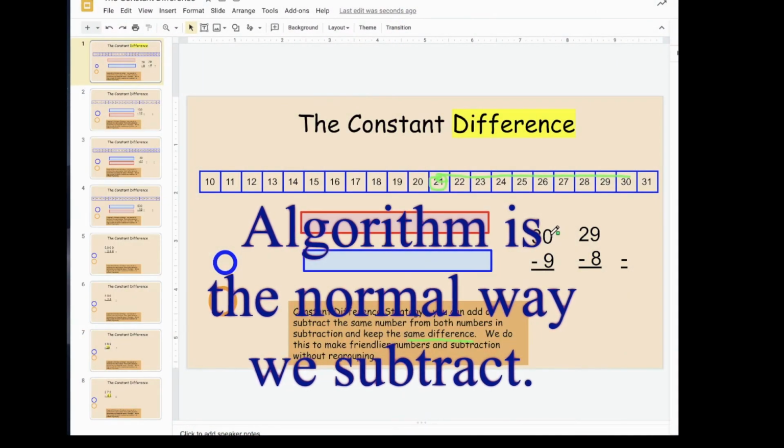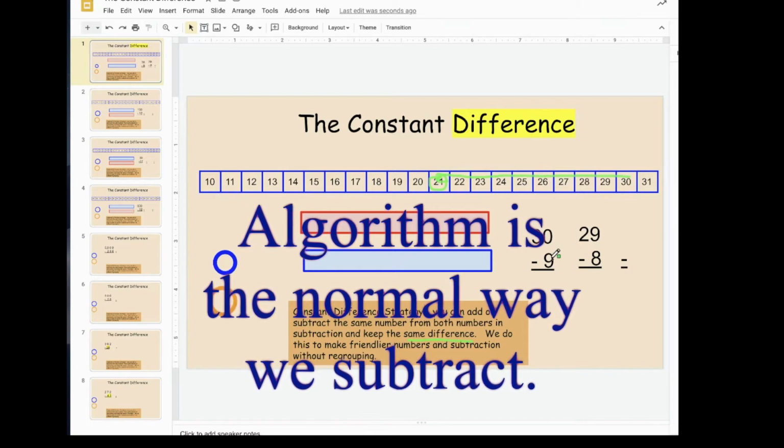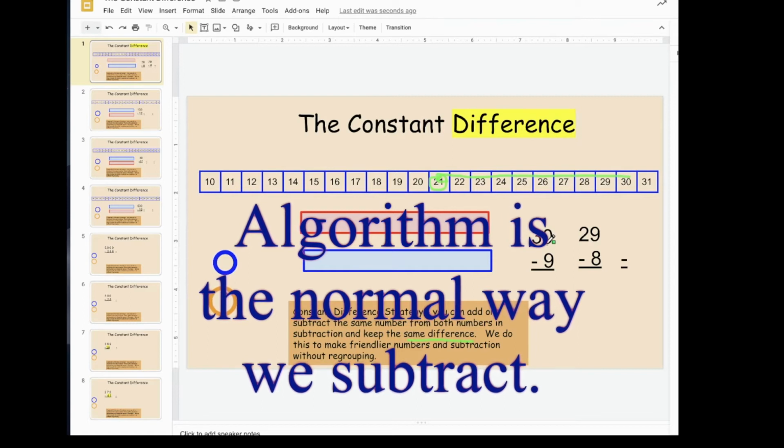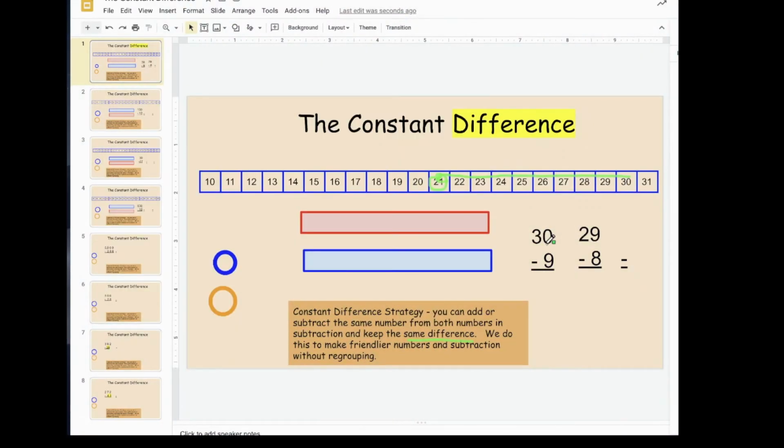Well, I have 0 minus 9. What that really says is to take 9 from 0. I can't do that. Hold out your hand. Do you have 9 of anything in it? No. So 0, I can't subtract 9. I can't take 9 out of 0. So what do I do? In the algorithm, I have to regroup.